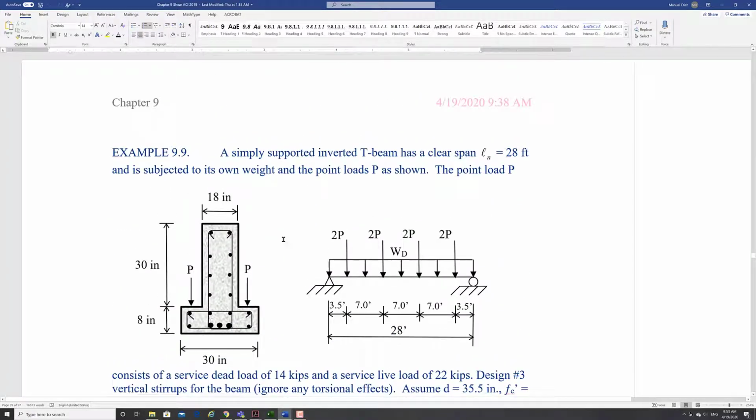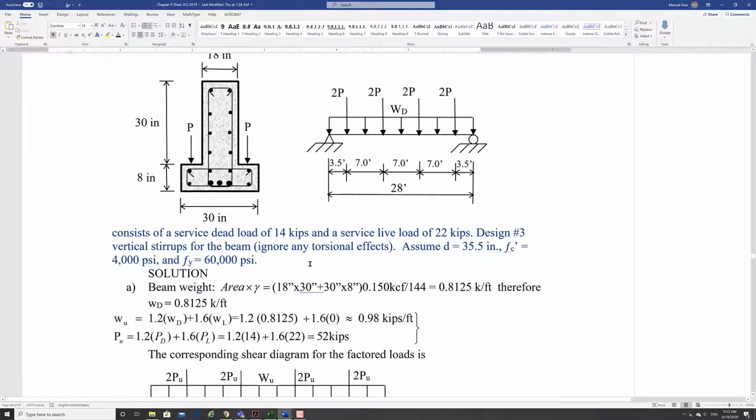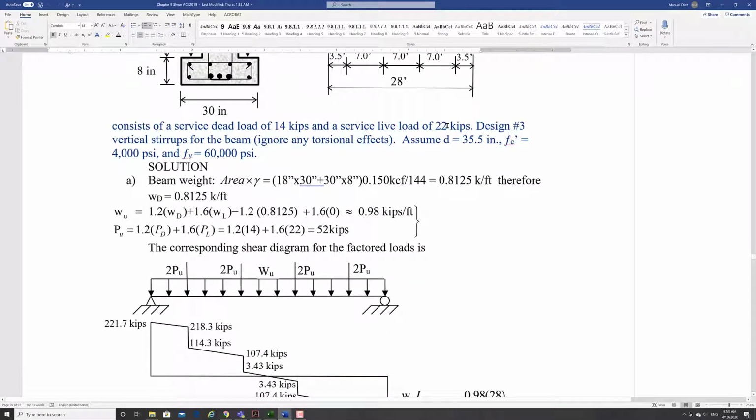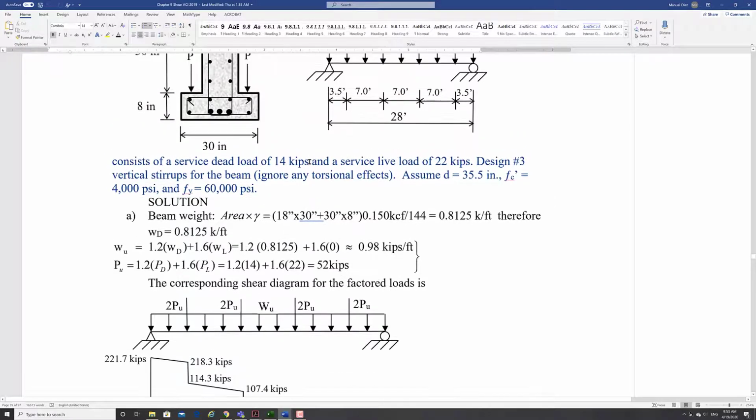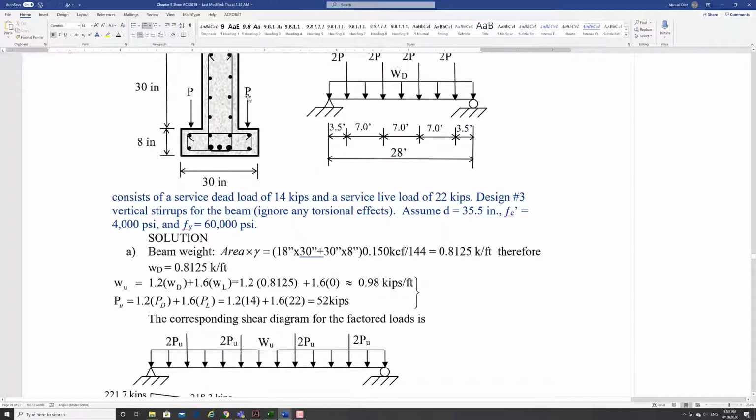And so the length of the member is given. The values of the loads are given. We're using number 3 stirrups. Ignore any torsional effects. Okay? And that's simply because, what happens if this is a live load, what happens if you load one side and not the other side, right? And you can have that torsion.